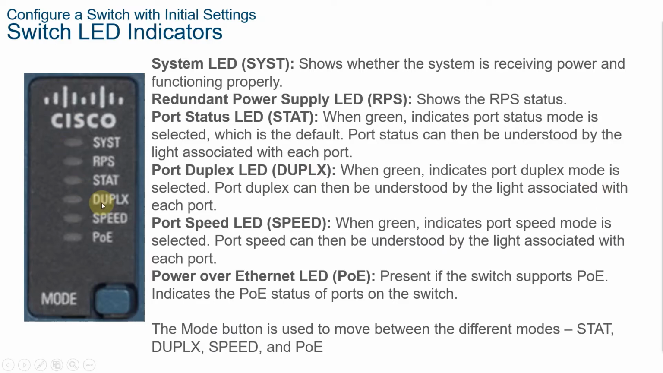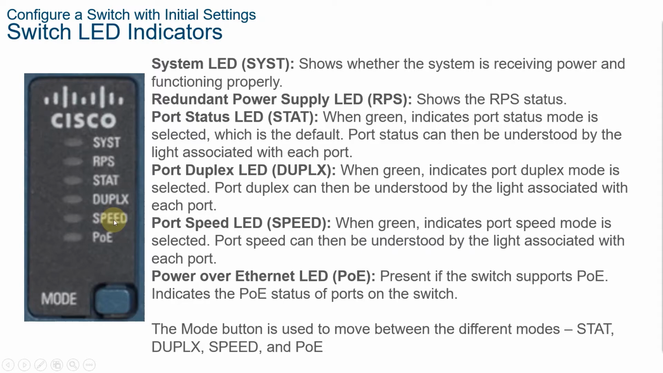So the next indicator is a port duplex LED, or labeled as duplex. It indicates that the port duplex mode is selected when the LED is green. When selected, port LEDs that are off are in half duplex mode. If the port LED is green, the port is in full duplex mode.